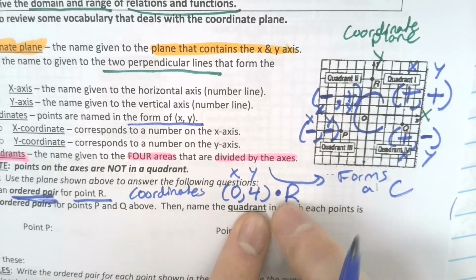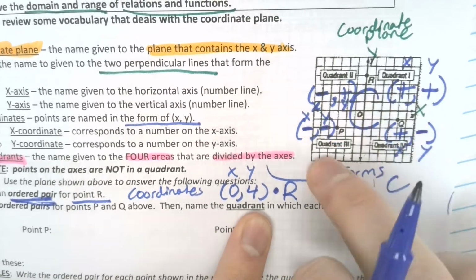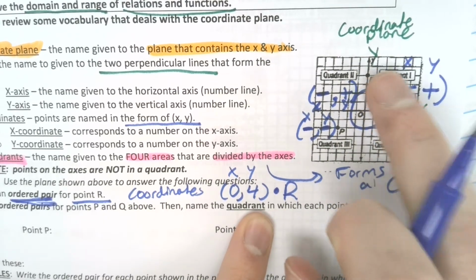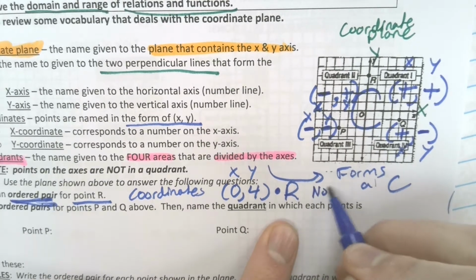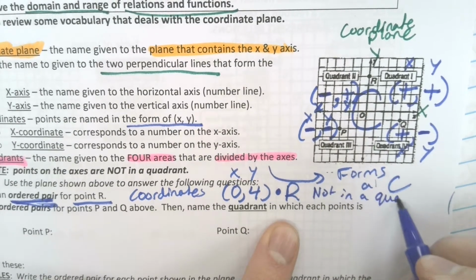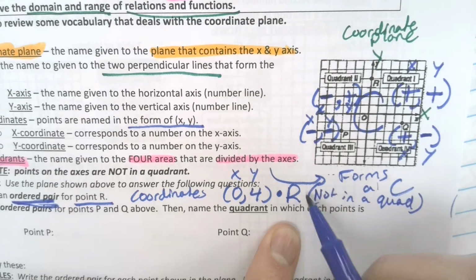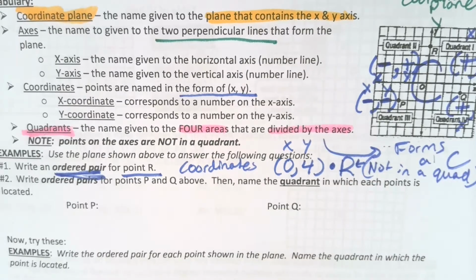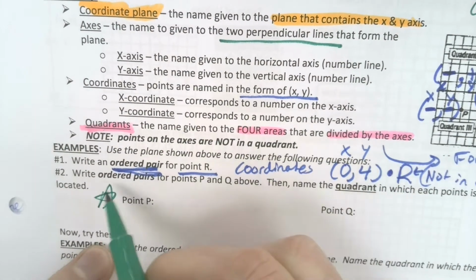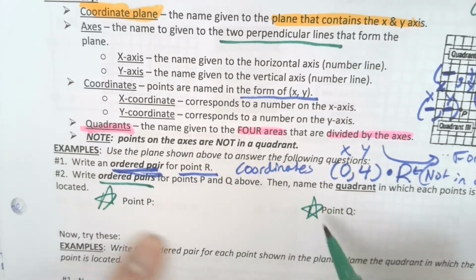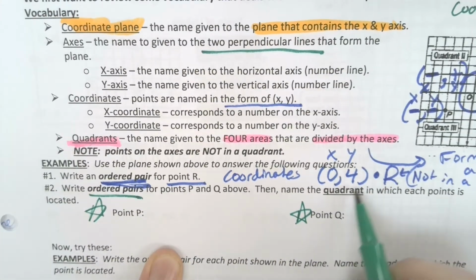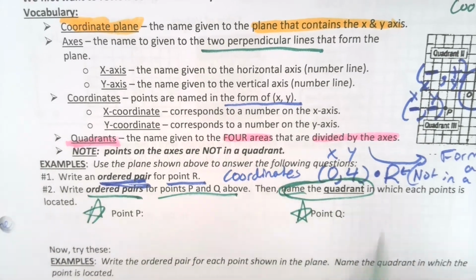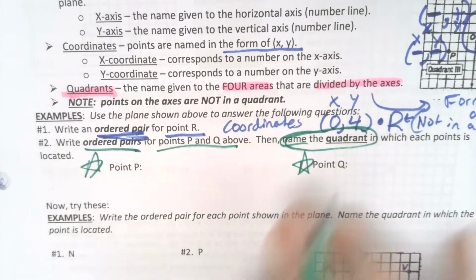Now, point R is not in any quadrant. It's not in quadrant 1, 2, 3, or 4. It is on the axis. It's not in a quadrant. If you're curious, point R is not in a quad. It's on the axis. So I want you guys to try writing ordered pairs for point P and point Q, and then name the quadrant. So write ordered pairs for them and then name the quadrant. Go ahead, guys, and try these two.